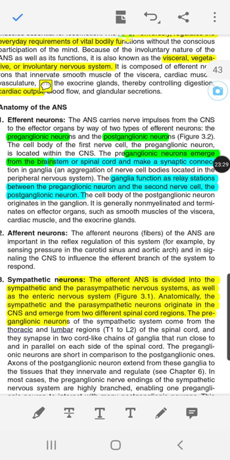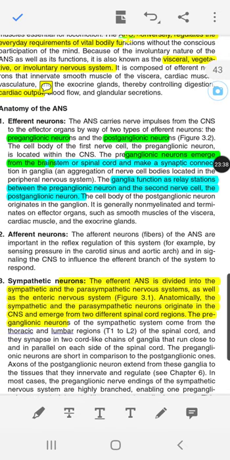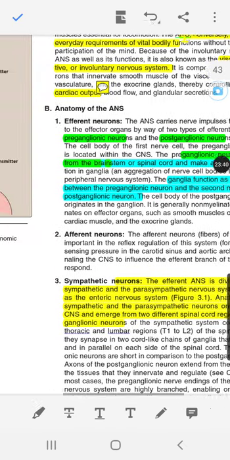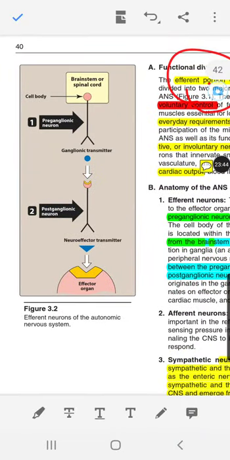And what is the function of ganglia? So ganglia function as relay stations between the preganglionic neuron and the second nerve cells, the postganglionic neuron. So you can see in the flowchart, here is the brainstem or spinal cord in which the cell body is present. Then this cell body is connected with the ganglia.